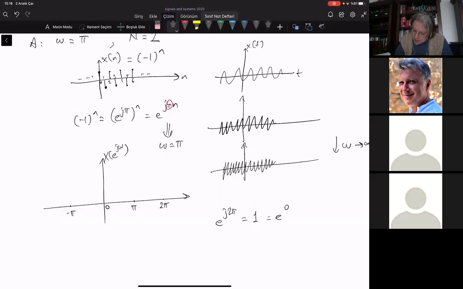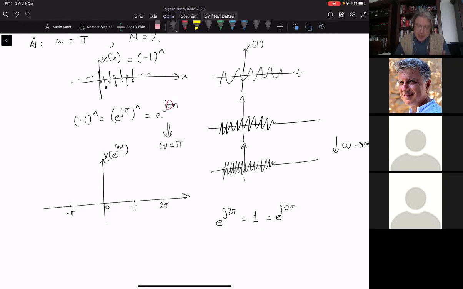Or e to the j 0. E to the 0. That is 1. So the 0 frequency and 2 pi frequency are the same. In fact, it's also valid for 4 pi, minus 2 pi, 6 pi, 8 pi, etc. They all integer multiples of 2 pi will correspond to the zero position.